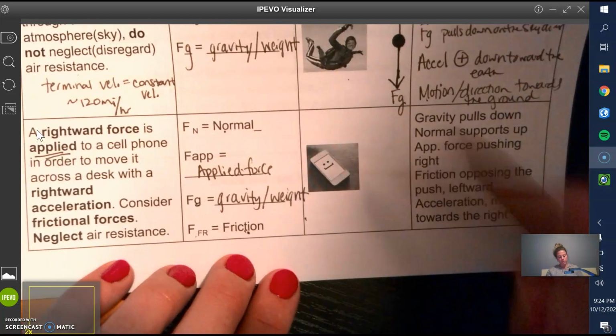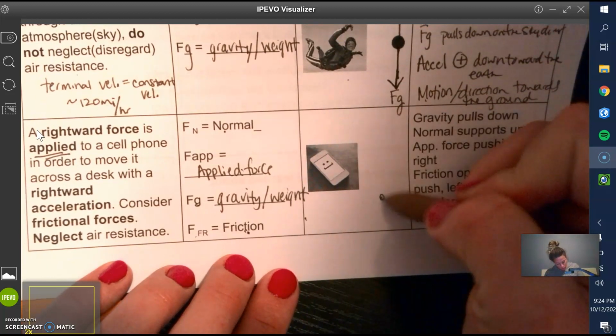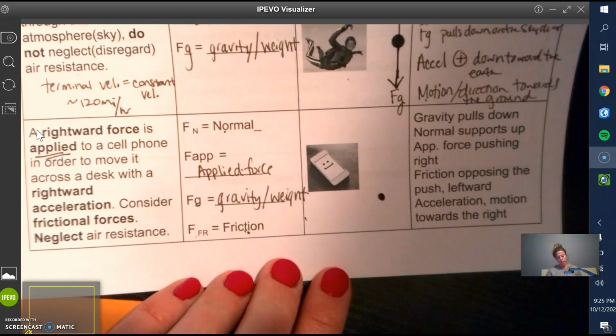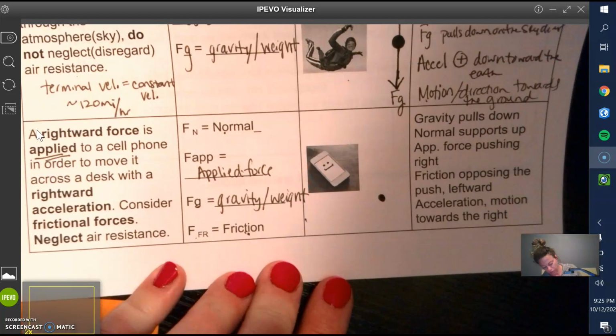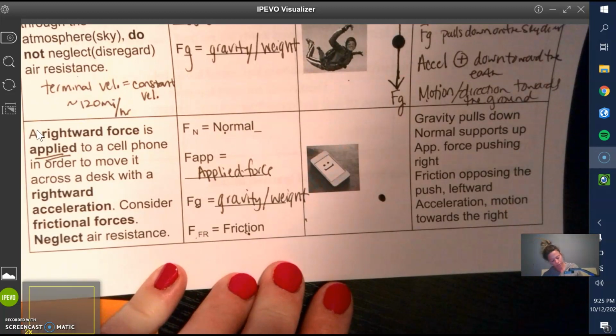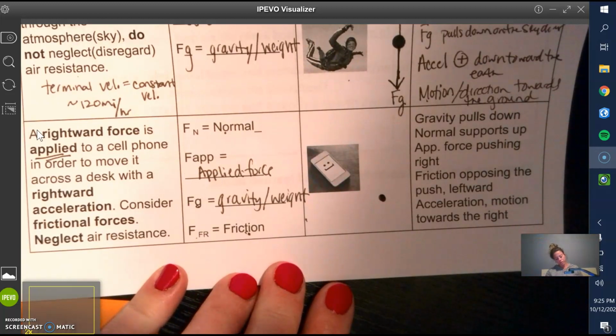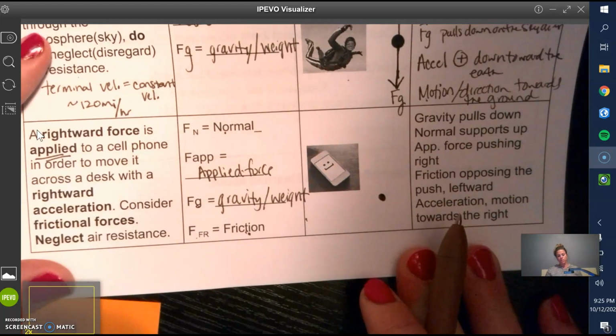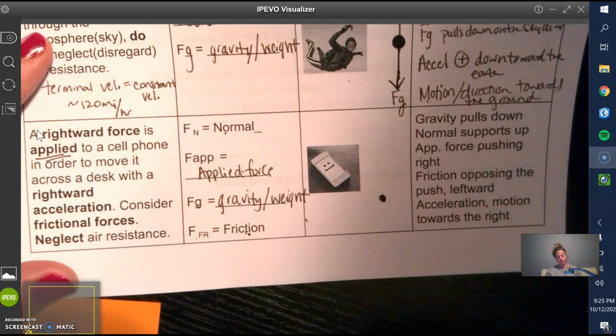So take a moment and see if you can draw this out. I'm just going to put my dot here. See if you can draw out the cell phone moving with a rightward force, this applied force. And if I start too fast, then just pause the video and draw this in and then come back. In fact, do that right now.